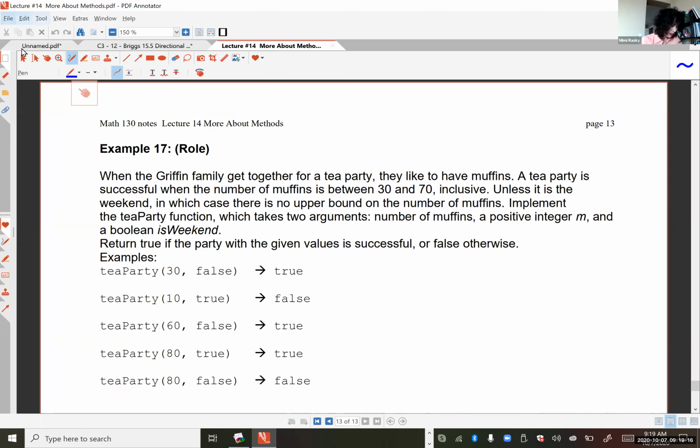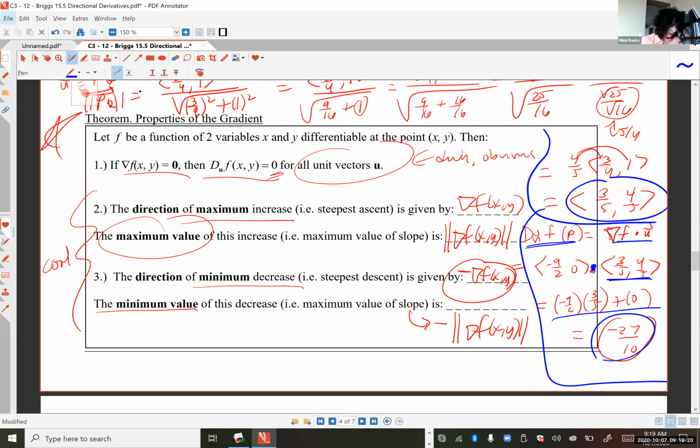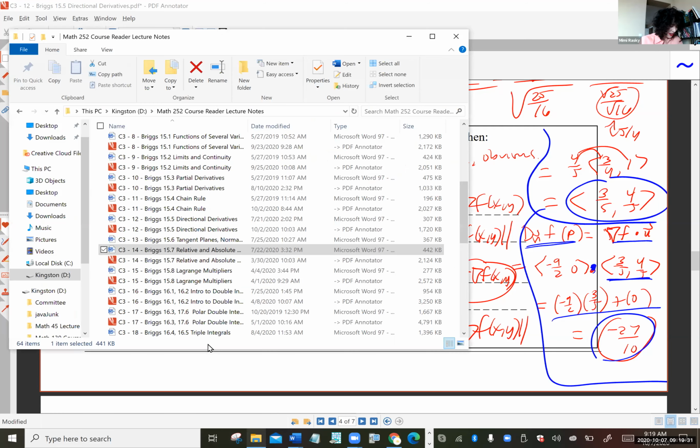Well, that's the wrong file. Sorry about that. I don't know where I got that from. Huh, that was weird. What happened? I thought I did Math 252. I got something else up here.